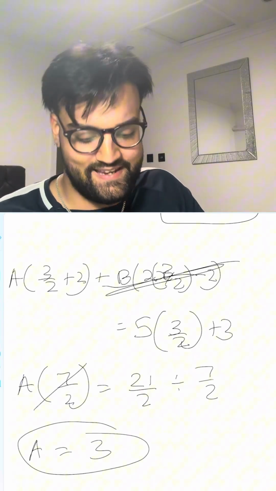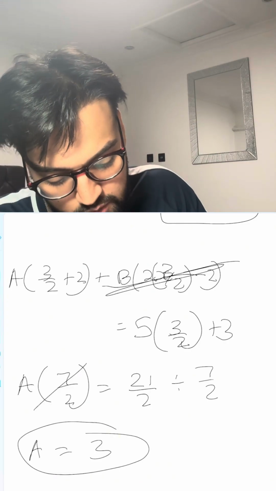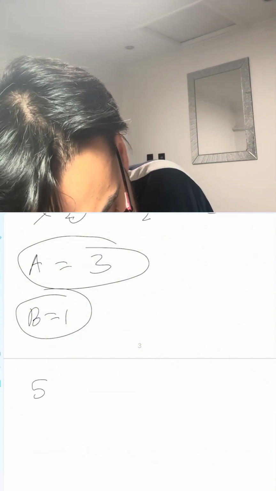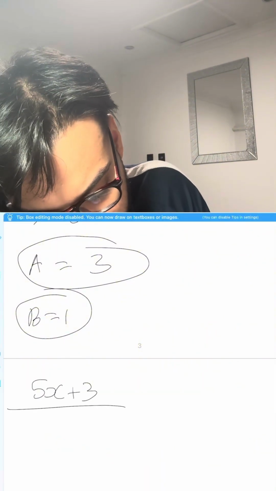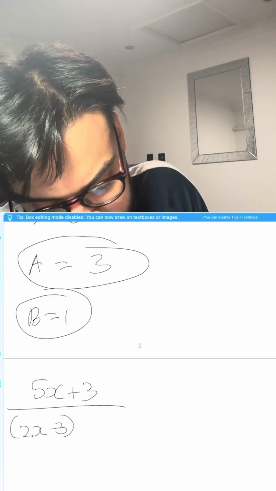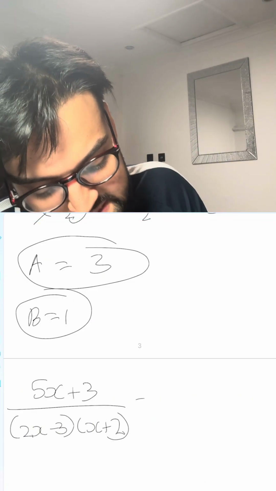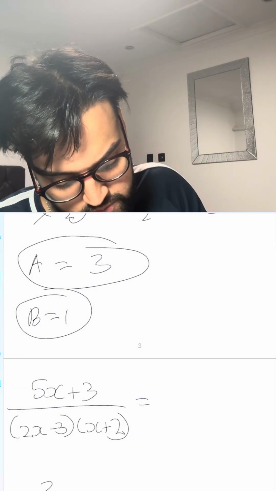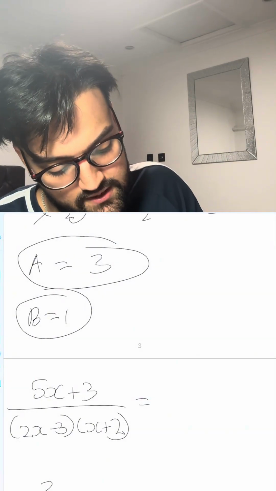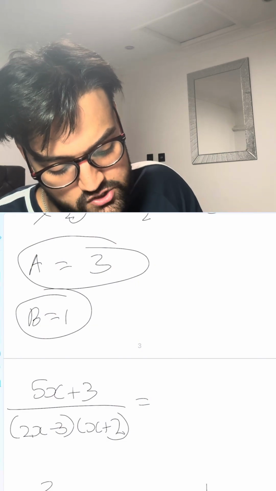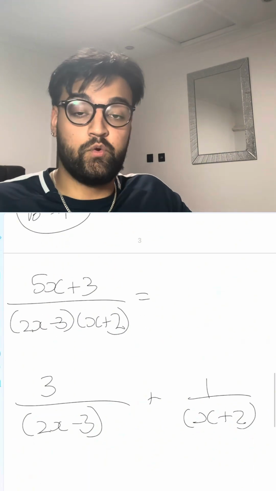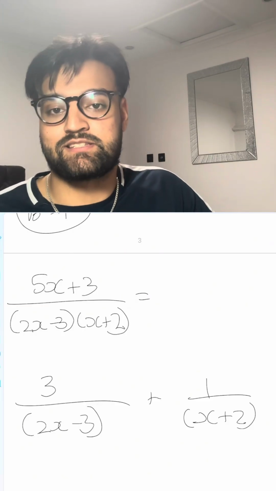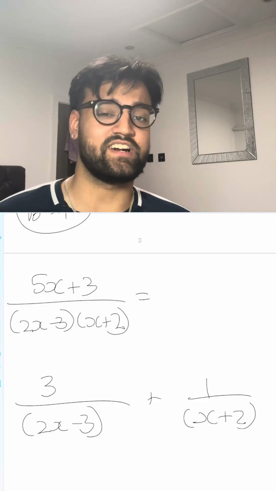So I figured out my a term is 3 and my b term is 1, which tells me that my entire big fraction of 5x plus 3 over 2x minus 3 lots of x plus 2 can be represented as 3 over 2x minus 3 plus 1 over x plus 2. And if you want to verify, you can expand out this term here and see that it matches up to the left hand side. All right, partial fractions are not bad.